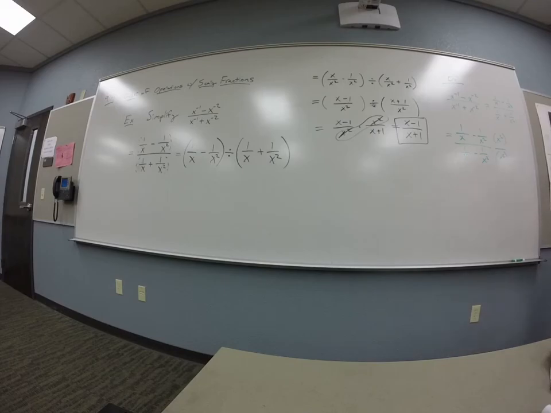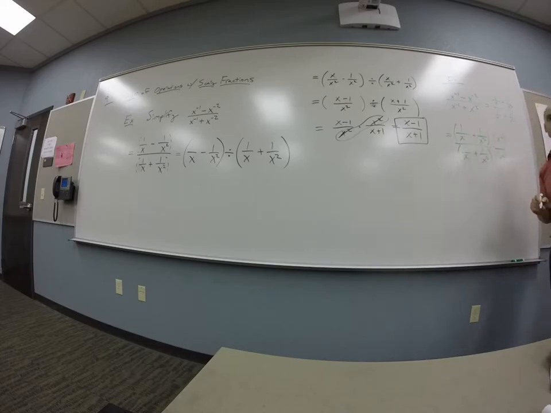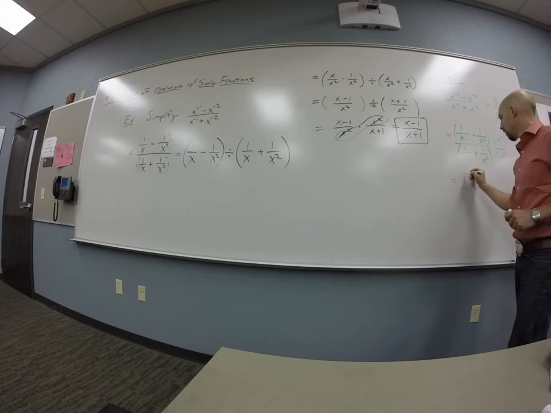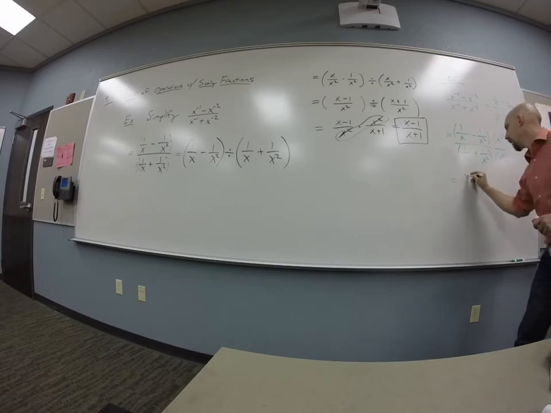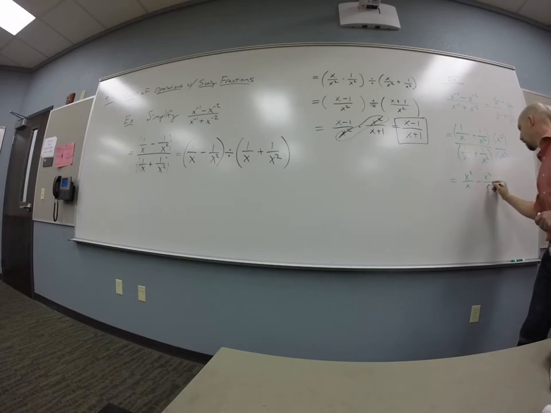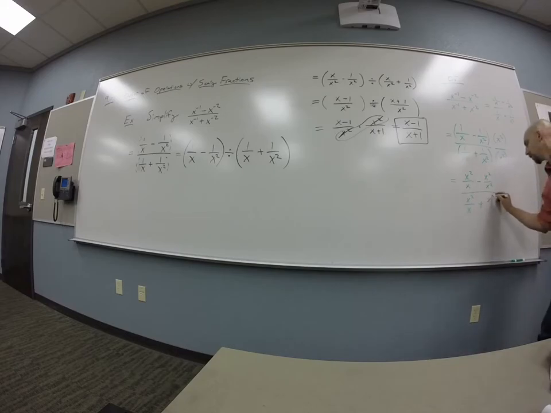You guys see this? So remember, there are implicit parentheses here and here, right? So I get, let's see, this has to distribute through. So I get x squared over x minus x squared over x squared, over x squared over x plus, what? x squared over x squared.